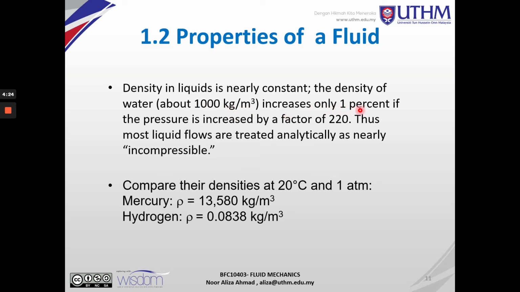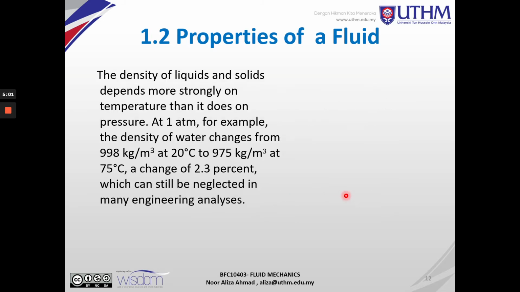It increases only 1% if the pressure is increased by a factor of 220. Thus, most liquid flows are treated analytically as nearly incompressible. Compare this with the density of water, 1000 kg per meter cube. The density of mercury is 13,580 kg per meter cube, and the density of hydrogen is 0.0838 kg per meter cube, at the same temperature and at the same 1 atmosphere.